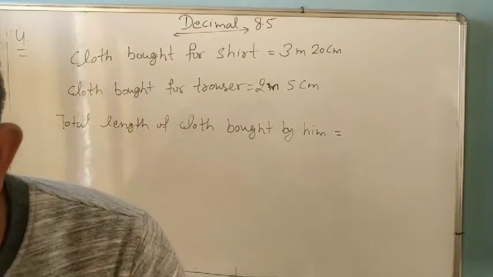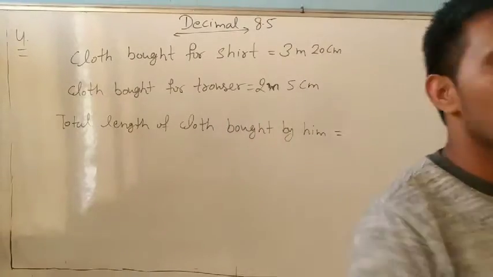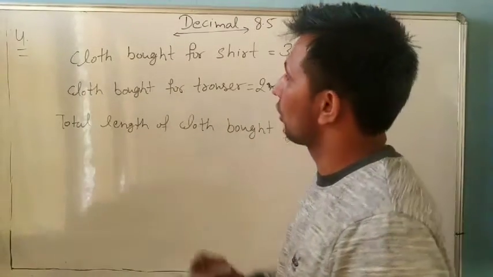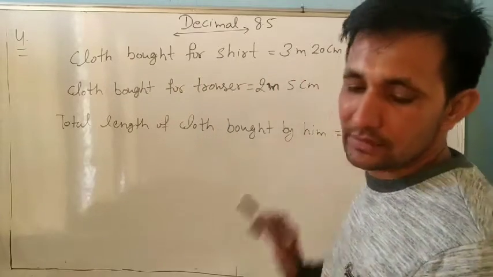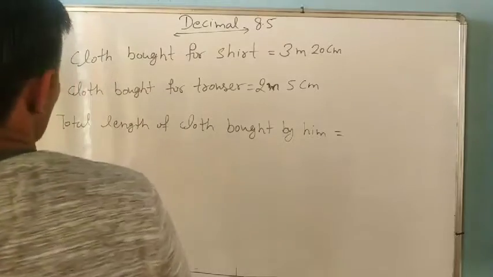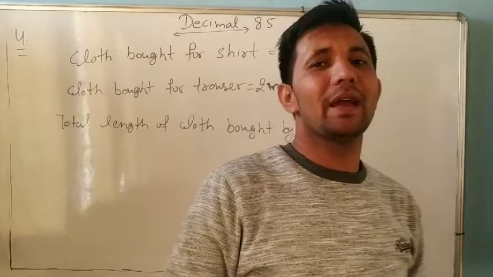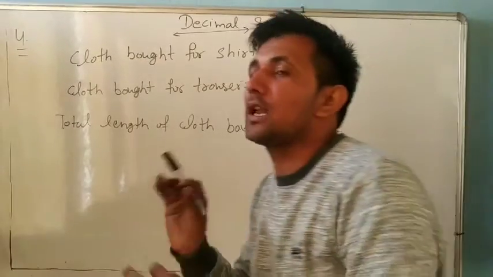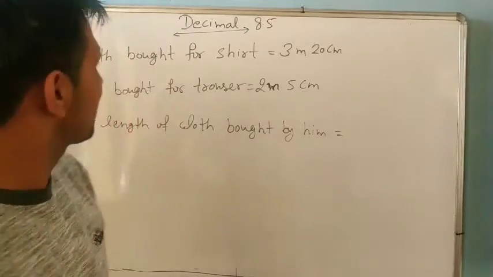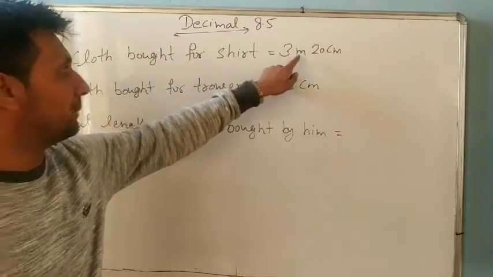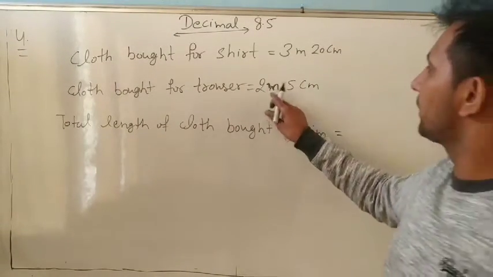Question number 4 says Nasreen bought 3 meter 20 centimeter cloth for a shirt. So cloth bought for the shirt is how much? 3 meter 20 centimeter. And cloth bought for the trouser is how much? 2 meter 5 centimeter. We have to find the total length of cloth bought by Nasreen. So first we will write: cloth bought for shirt, 3 meter 20 centimeter. Cloth bought for trouser, 2 meter 5 centimeter.